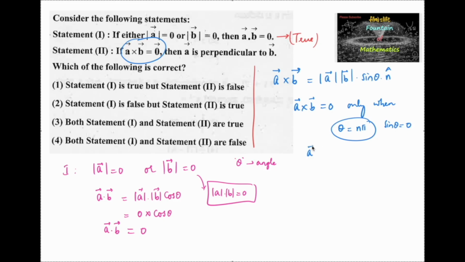which means that vectors A and B must be parallel. They should not be perpendicular. If A is perpendicular to B, the dot product should be equal to 0, not the cross product. So if A cross B is 0, then A is parallel to B, we can say. So the second statement is false. So we can go with the option true and false, option 1.